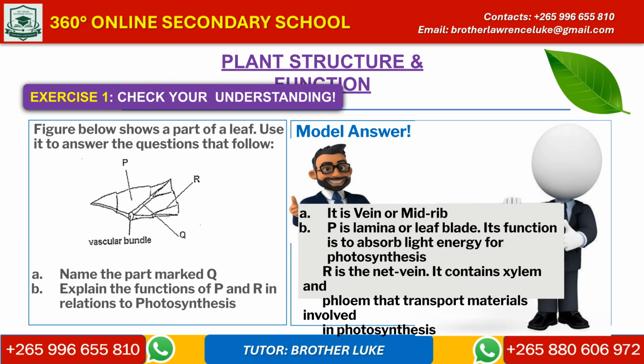Here are the model answers for the exercise. Q is the vein or midrib. P, the lamina or leaf blade, absorbs light energy for photosynthesis. R, the net vein, contains xylem and phloem for material transport in photosynthesis.